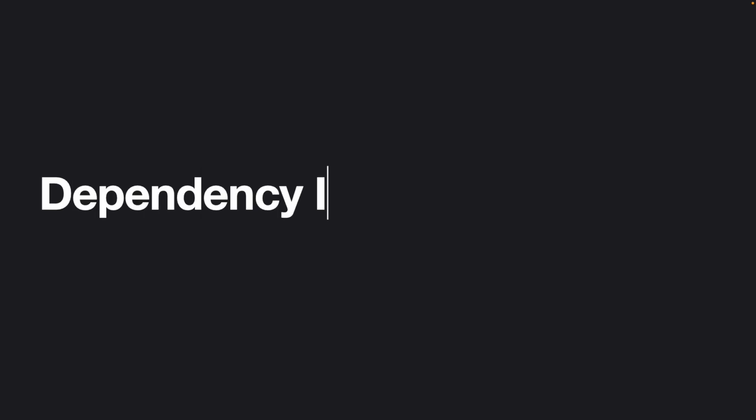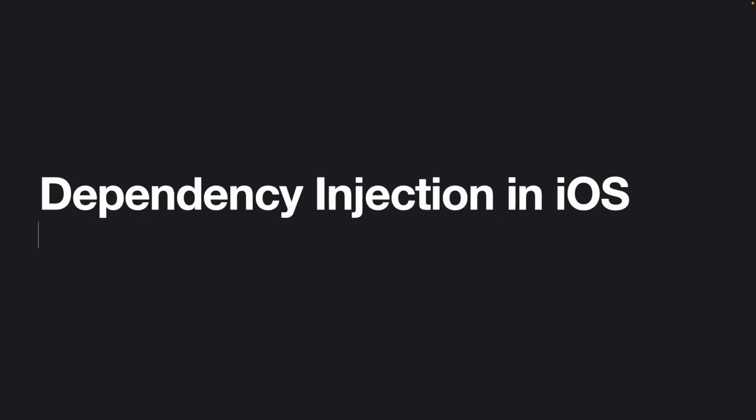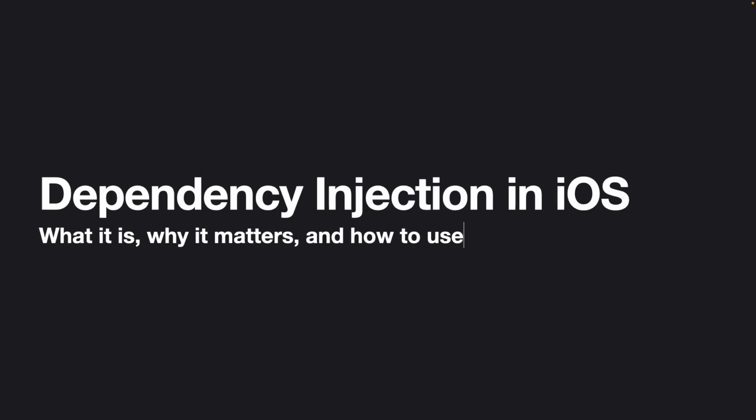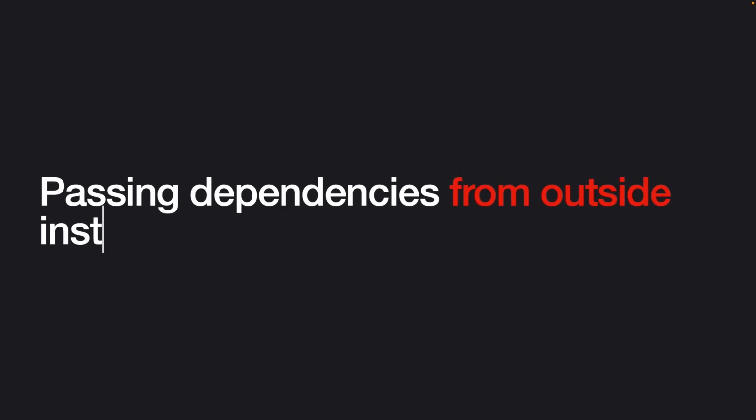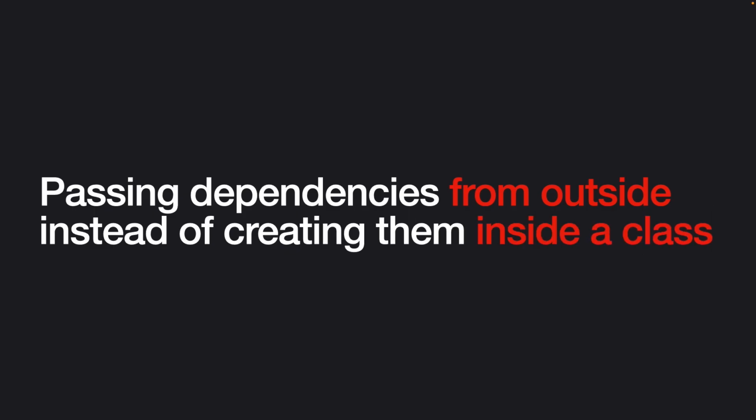Hey, welcome back! Today I'll break down what dependency injection is, why it matters, and how to actually use it in your iOS projects, including real examples in Swift. Dependency injection means passing dependencies from the outside instead of creating them inside a class.